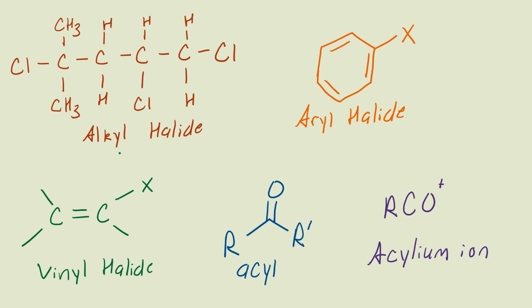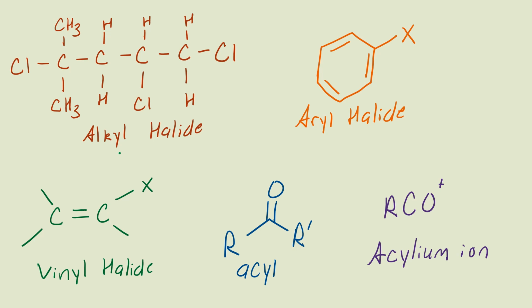Aryl halides are aromatic compounds that have one or more hydrogen atoms directly bonded to the ring replaced by a halogen. Vinyl halides have the general formula CH2 double bonded to CHX. Keep in mind that for both vinyl and aryl halides, the halogen is attached to an sp2 carbon.